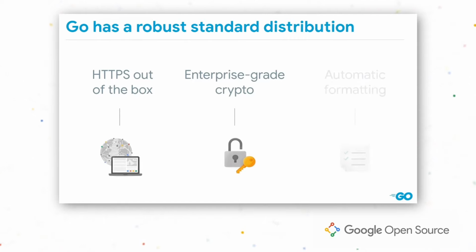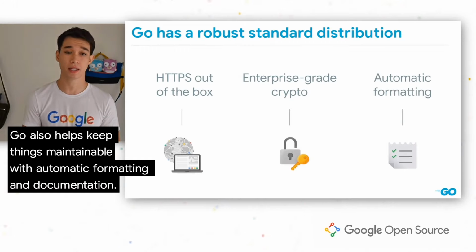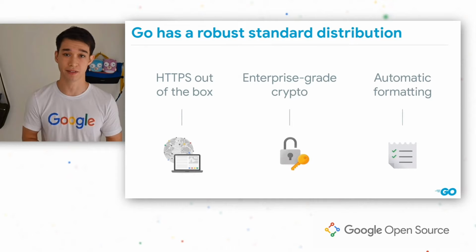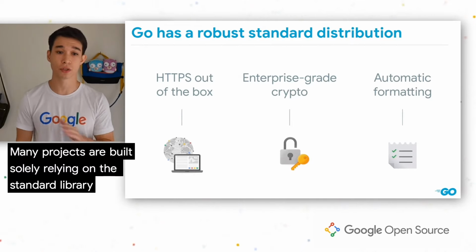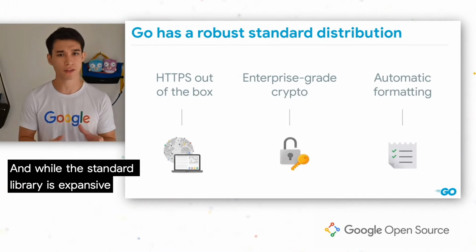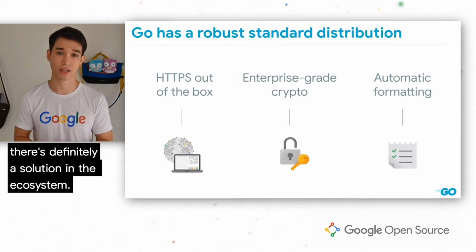Go also helps keep things maintainable with automatic formatting and documentation. And this is in addition to Go's syntax that focuses on readability. Many projects are built solely relying on the standard library without having to look elsewhere for support. And while the standard library is expansive, if your needs aren't met there, there's definitely a solution in the ecosystem.